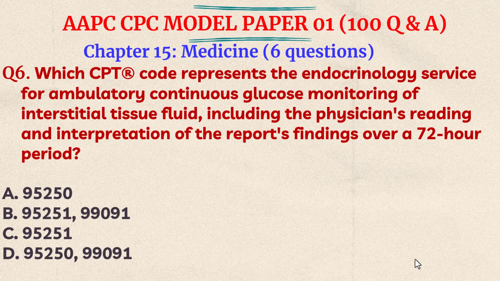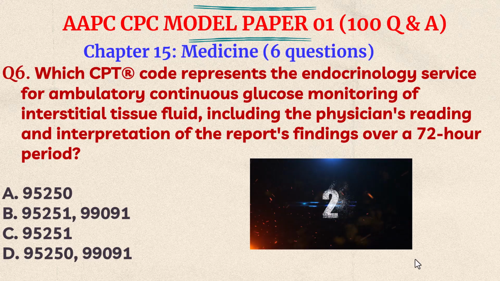Question number 6. Which CPT code represents the endocrinology service for ambulatory continuous glucose monitoring of interstitial tissue fluid, including the physician's reading and interpretation of the report's findings over a 72 hours period? So there are 4 answers available. Please pause the video, take your CPT code book and find the answer.